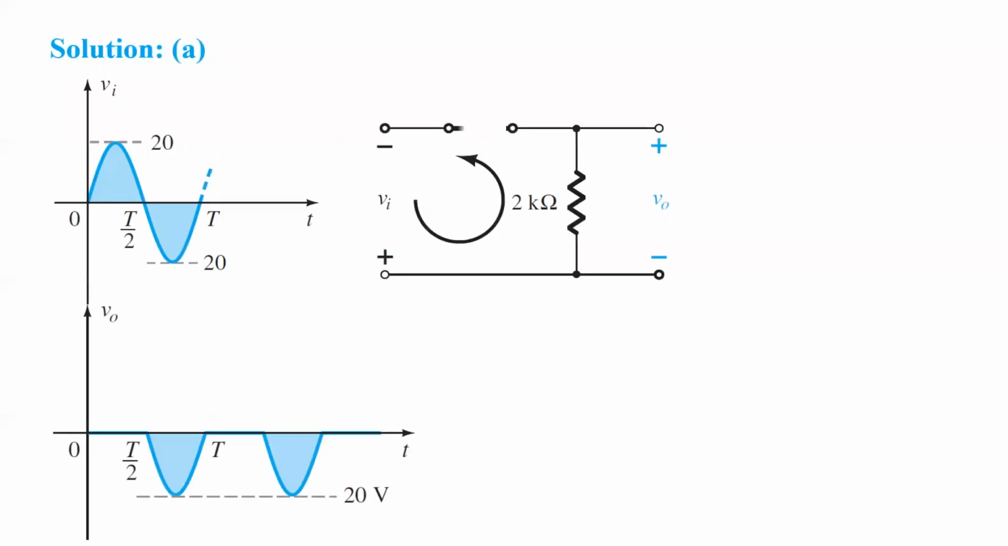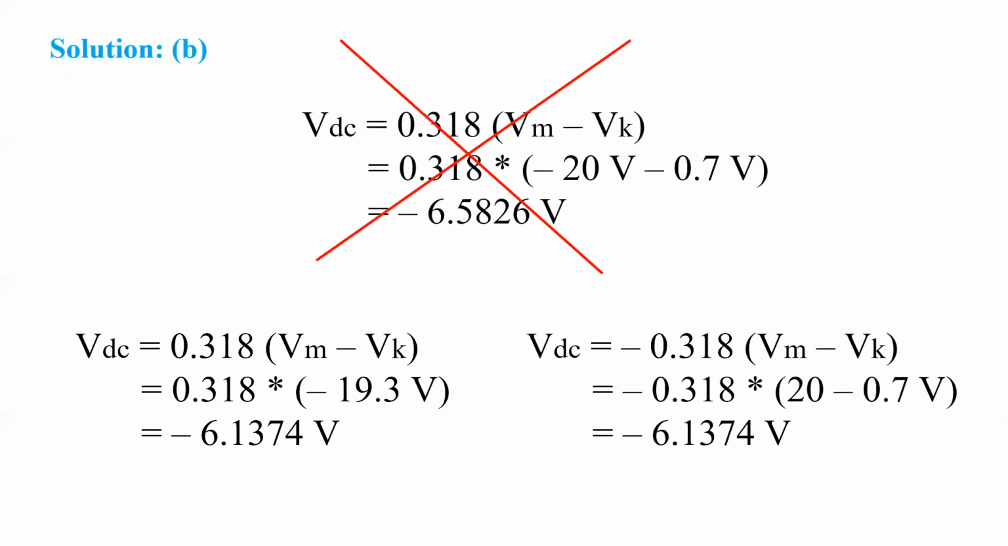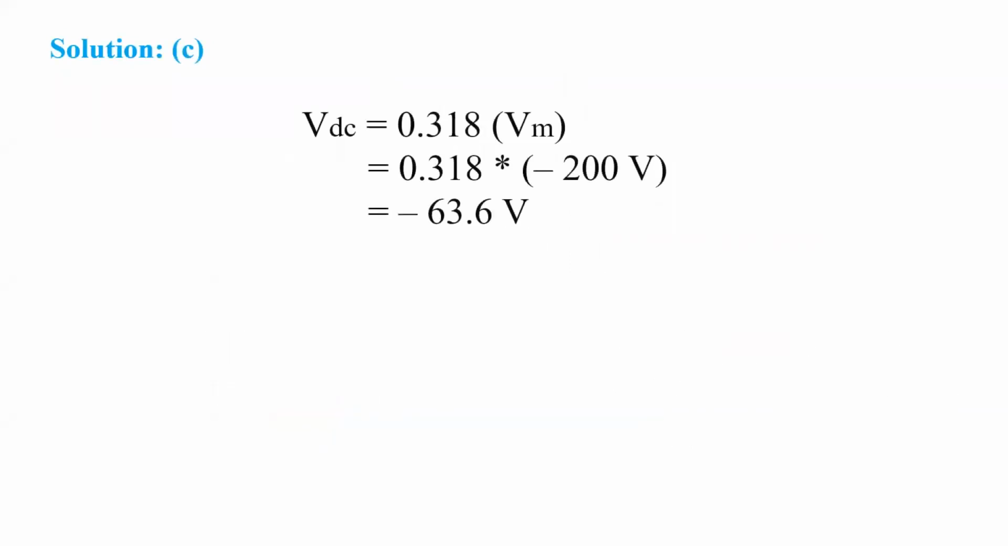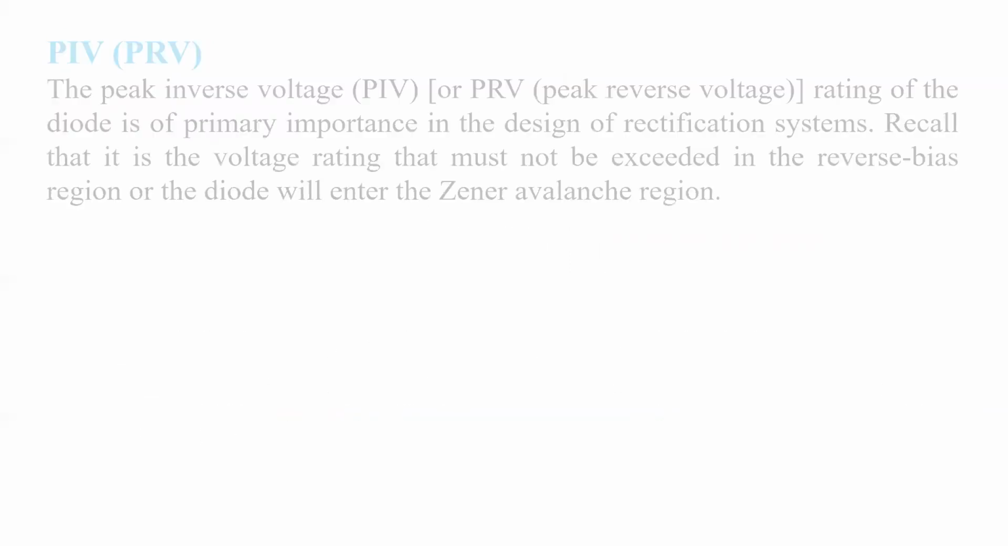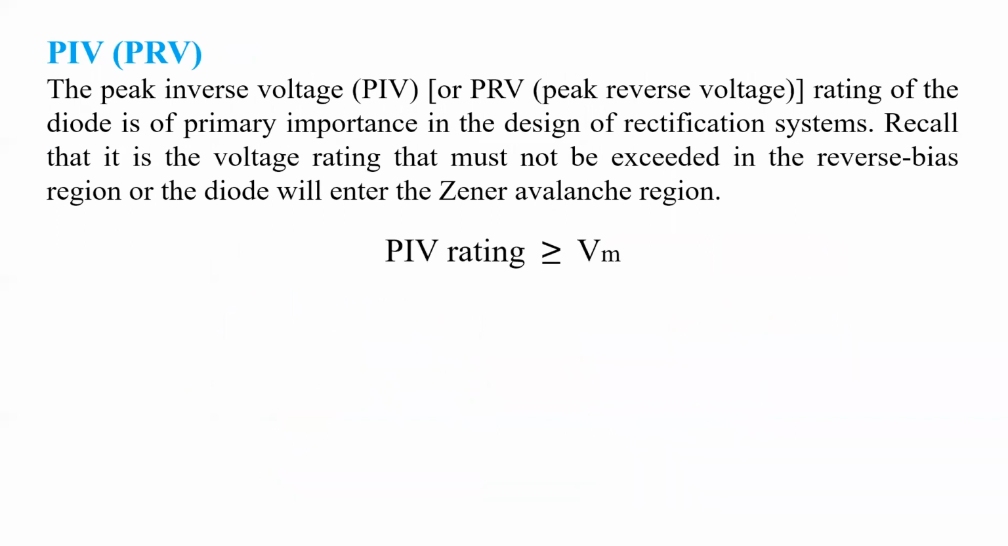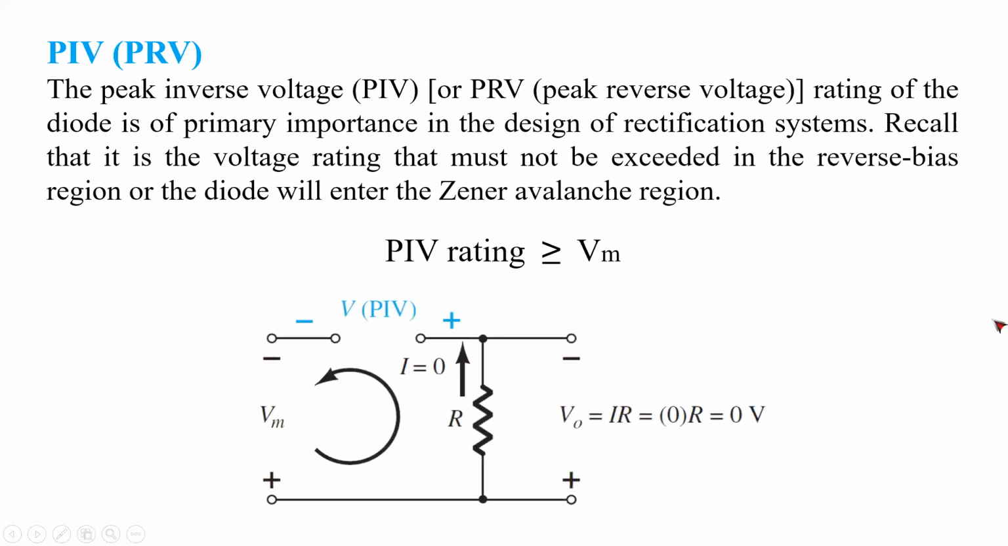So that is called PIV. So before designing, you must understand what the PIV rating is, and you should use a PIV more than your required voltage. So your PIV should be equal or more than VM for a half-wave rectifier.